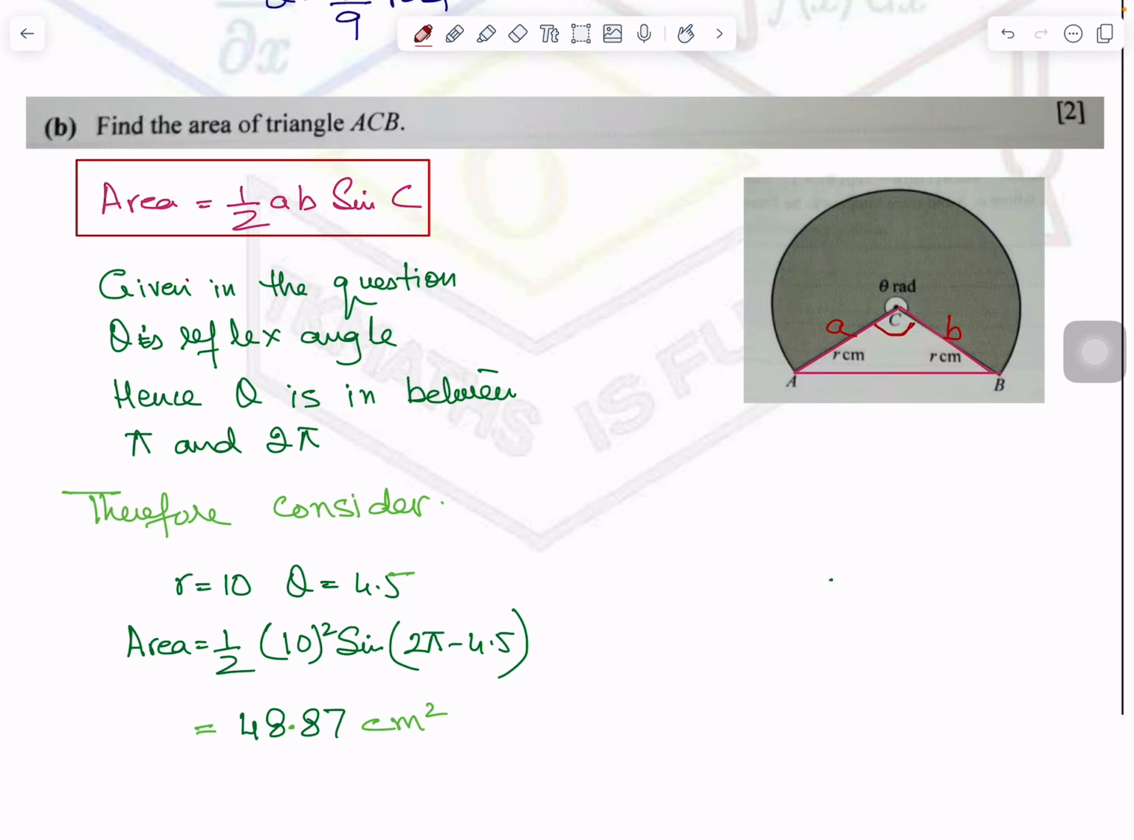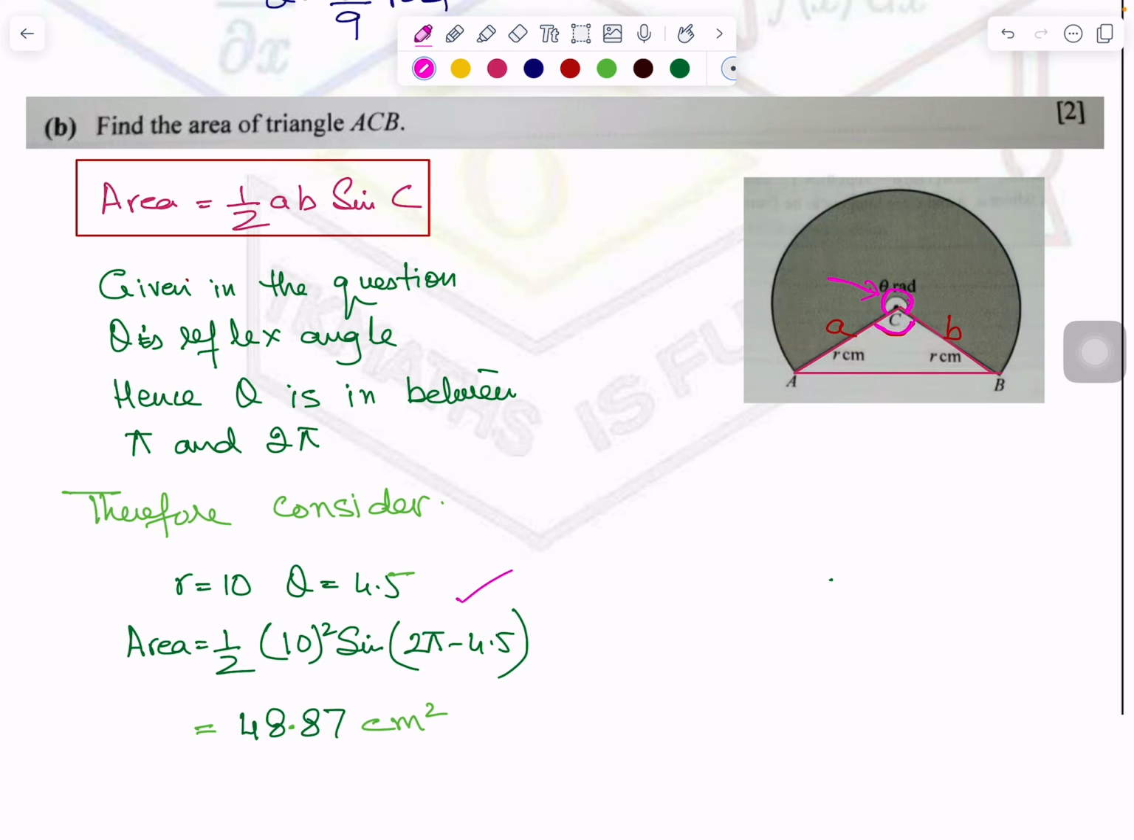The theta which you have found, now this is something important you have to take care of. In this paper, these are the little things which you need to be careful about. So actually the theta which you have found in the above part is this value. But when you are finding the area of triangle ACB, you need this angle. And that is the reason I have done 2 pi minus 4.5, right?